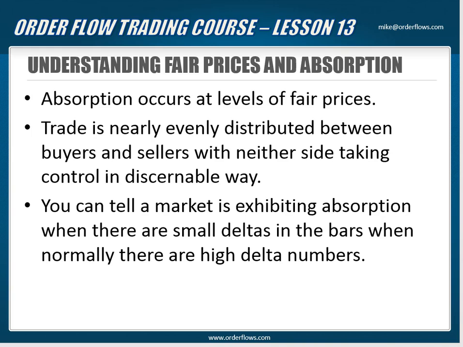Absorption will occur at levels of fair prices. Trade is nearly evenly distributed between the buyers and sellers, with neither side taking control in any discernible way. Now, the easiest way to tell a market is exhibiting absorption is when there are small deltas in the bar, when normally you're going to get above average to high delta numbers. What that means is buyers and sellers are equally matched.